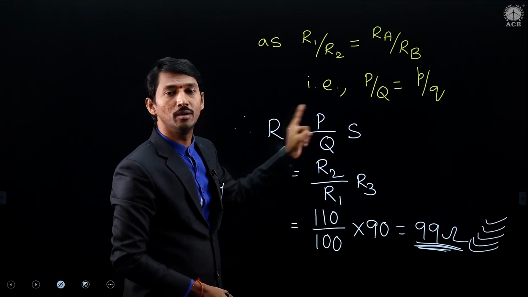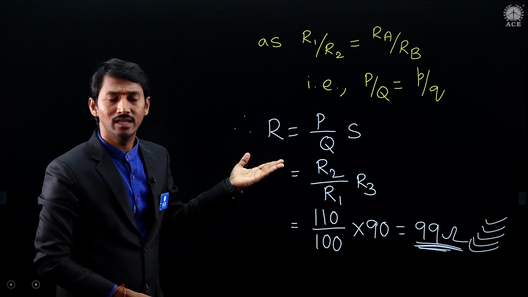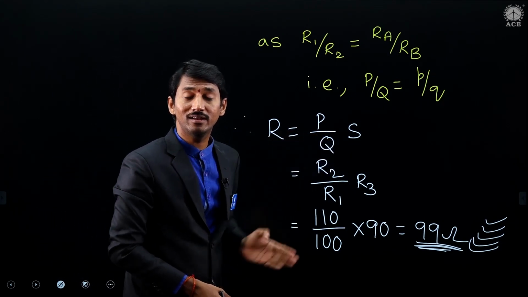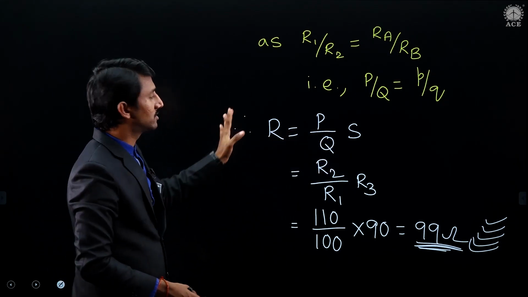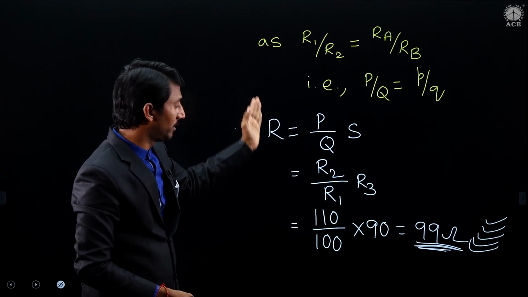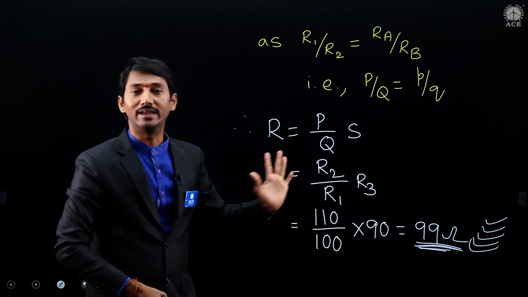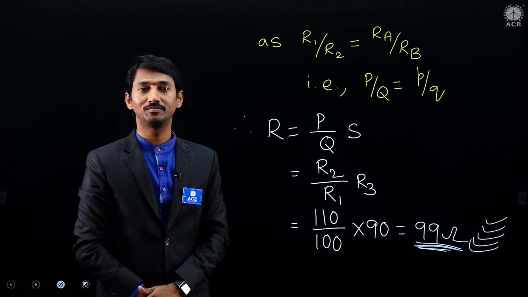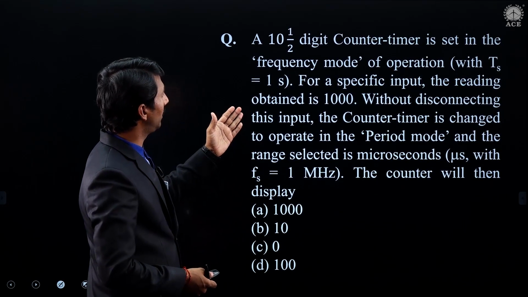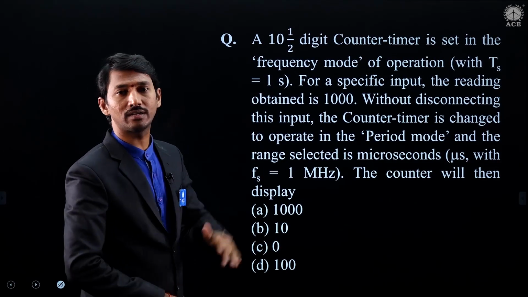These two ratios are equal, so we can write directly which value? Yes, R equal to P by Q terminology. If you take that, you can write the formula directly and save the time. But I have given step by step how to approach everything. So the answer is how much? 99 ohms. Clear?